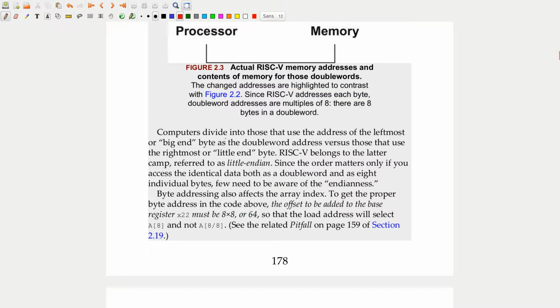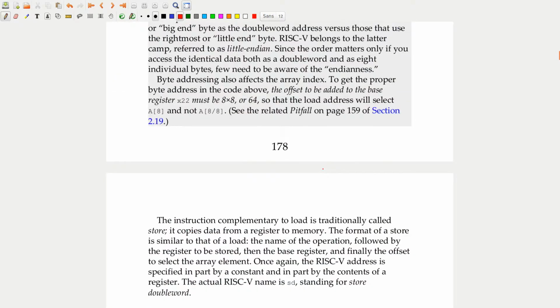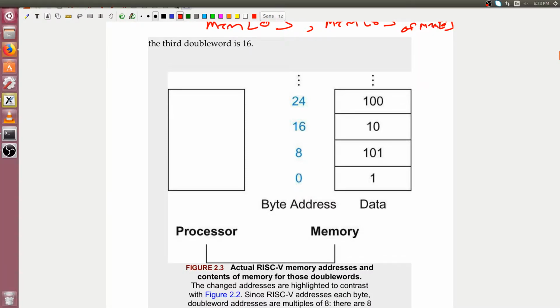Okay. So computers divide into those that use the address of the leftmost or big end byte as the double word address versus those that use the rightmost or little end byte. RISC-V belongs to the latter camp, referred to as Little Endian. So I don't think this book has a diagram. So the Endianness can be kind of confusing. So let me look up a good diagram.